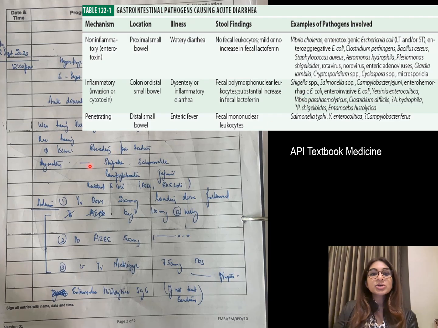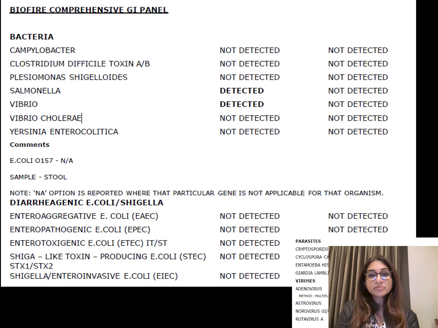So the possibilities were Shigella, Salmonella, Campylobacter jejuni, and we thought that since she has not received tetracyclines which could work against these pathogens, we thought of starting her on doxycycline, but before that, to confirm, we requested the GI panel, that is the gastrointestinal multiplex PCR panel. And then once the sample was sent, the patient was initiated on doxycycline.